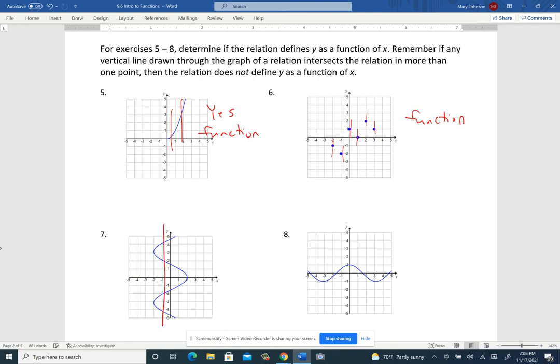Here, clearly not. See how I can find a vertical line that crosses the graph in more than one spot? Not a function then. Here, a vertical line would only cross the graph in one spot, then that's a function.